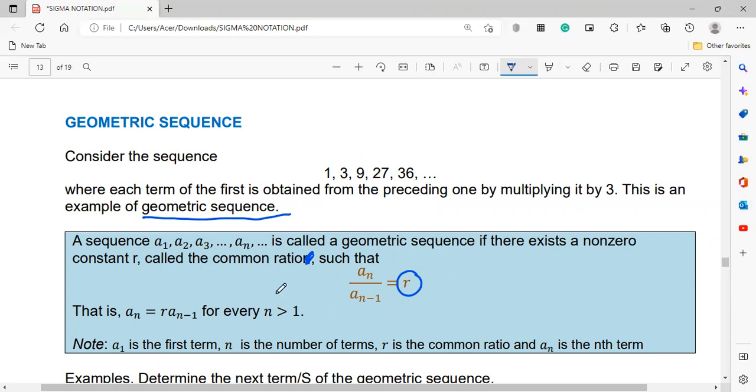Okay, and so when you're going to get the succeeding term, then simply multiply the common ratio to the preceding term.